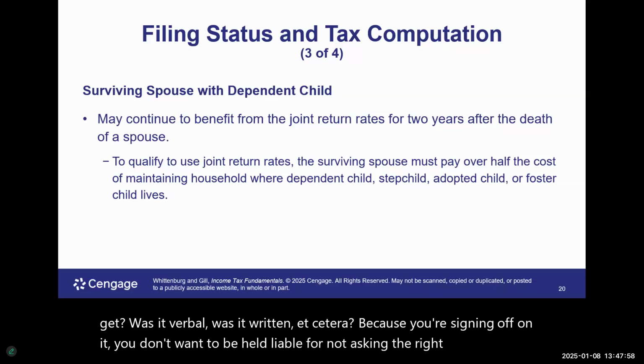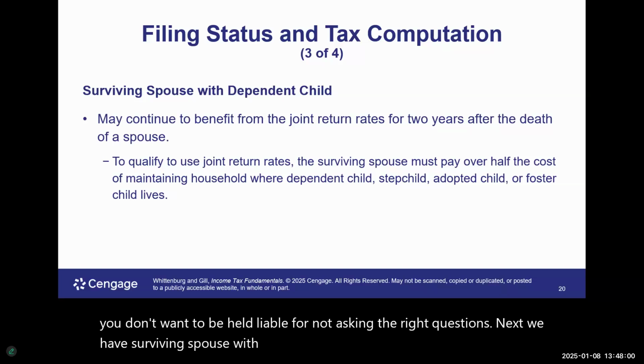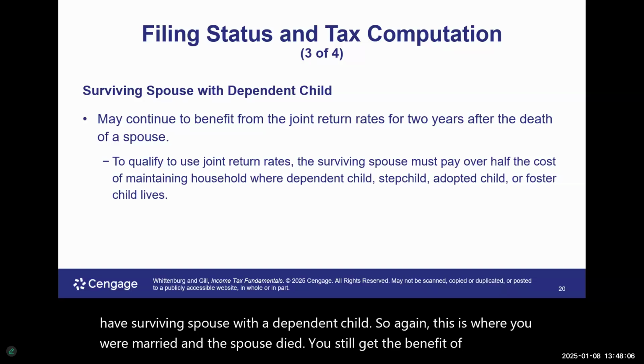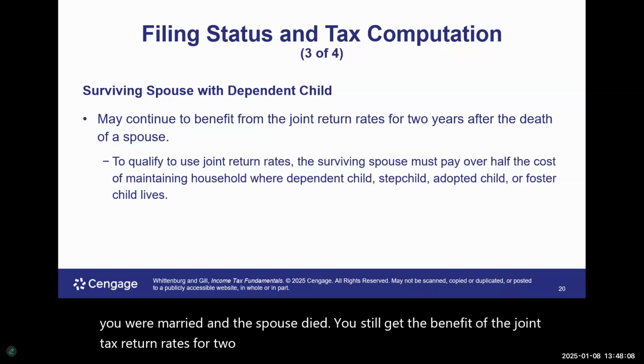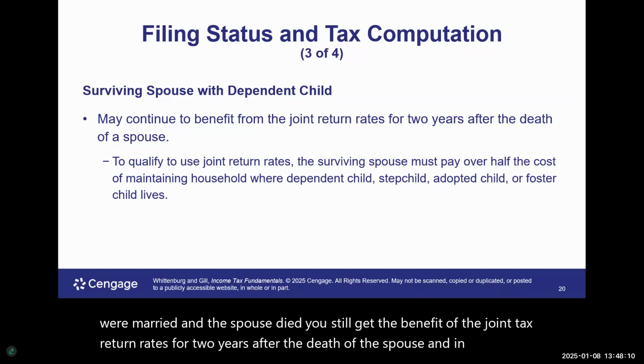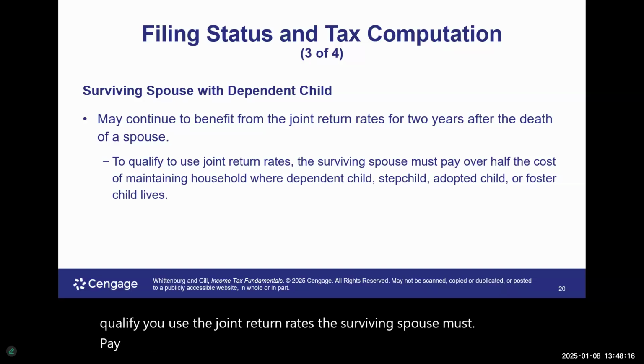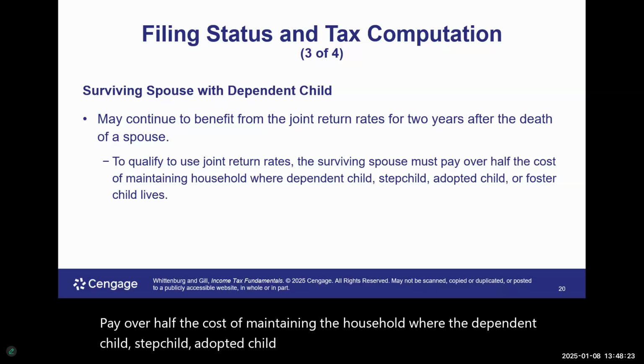Next, we have surviving spouse with a dependent child. Again, this is where you were married and the spouse died. You still get the benefit of the joint tax return rates for 2 years after the death of the spouse. And in order to qualify to use the joint return rates, the surviving spouse must pay over half the cost of maintaining the household where the dependent child, stepchild, adopted child, or foster child lives.